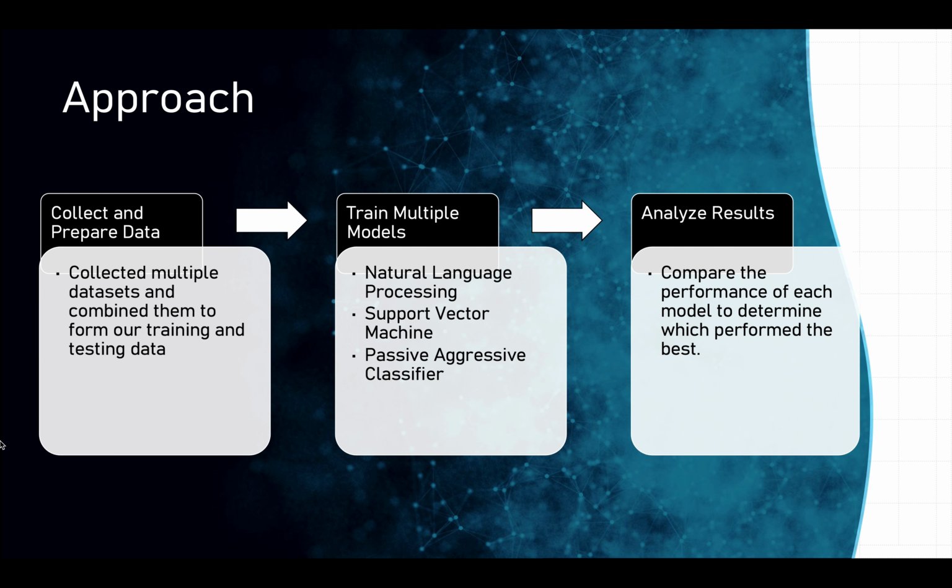A little bit about our approach. Very simple. We collected and prepared our data. This included collecting multiple data sets and combining them to form our training and testing data. After that, we trained multiple models. This included using natural language processing, support vector machine, and passive-aggressive classifier. And lastly, we analyzed our results. We compared the performance of each model to determine which one was the best. This included looking at the overall accuracy and also how long it took to train that model, since we are working with large amounts of data.